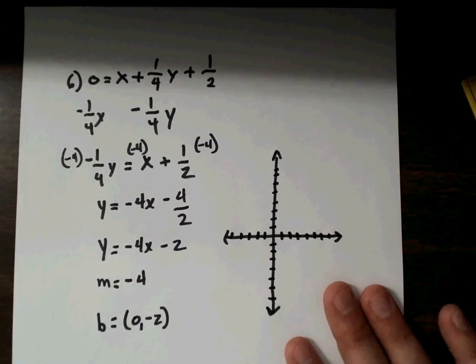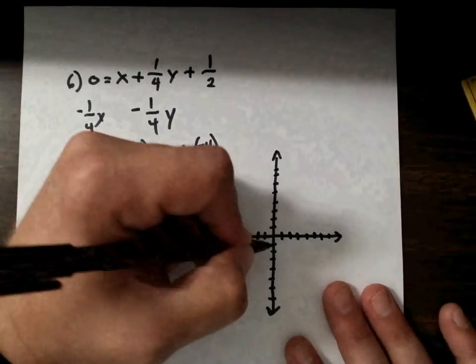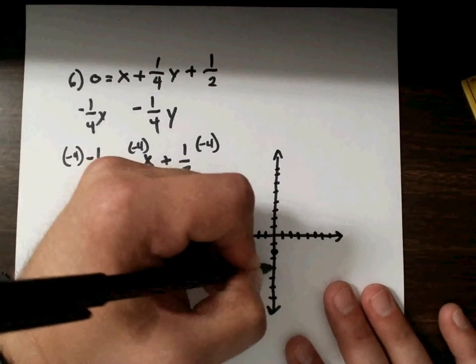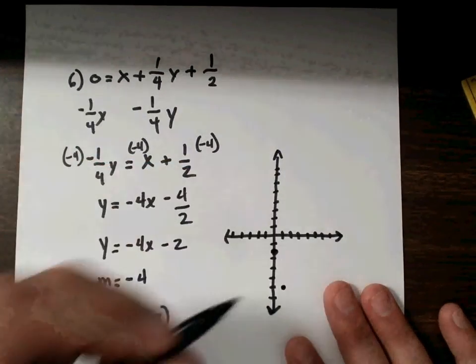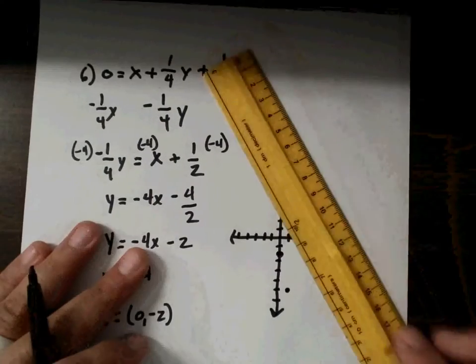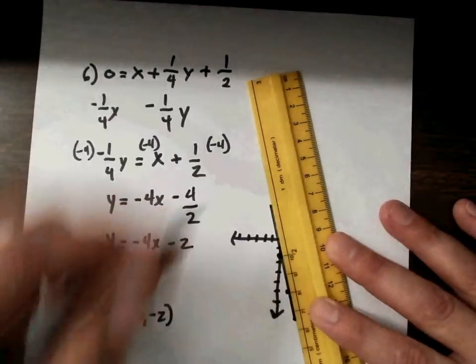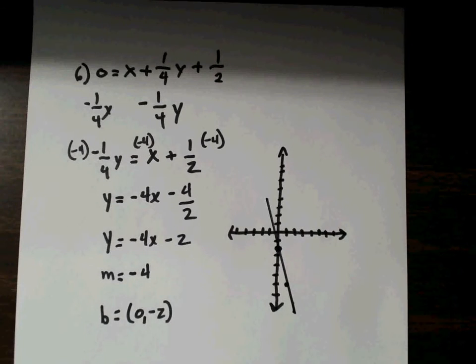Okay? And so what I'll do is I plot my y-intercept. I perform my slope, going down 4, this way 1. So my graph should look very similar to that right there.